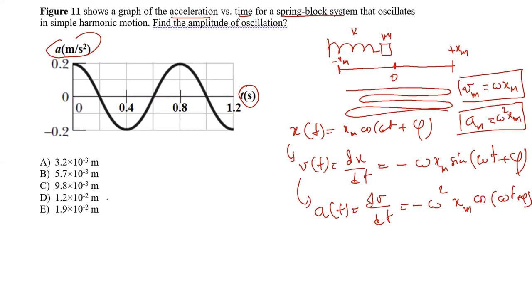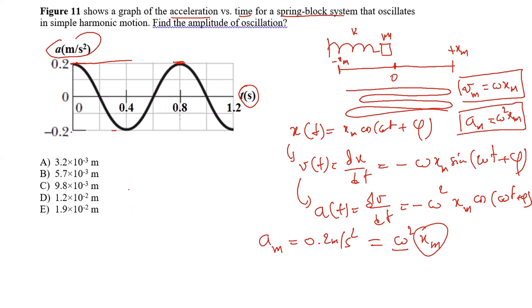Now, what I gave you is the acceleration time graph, so you can read the maximum acceleration. What is the maximum acceleration? 0.2. So AM is 0.2 meters per second squared. I can read it from here, and this is minus AM. This is equal to omega squared XM. The question is, what is XM? If I get omega, I get XM.